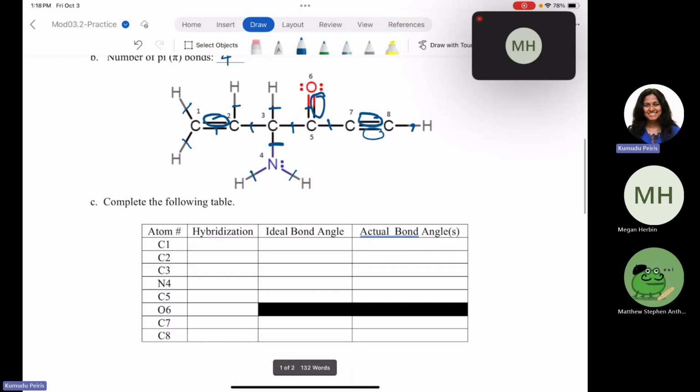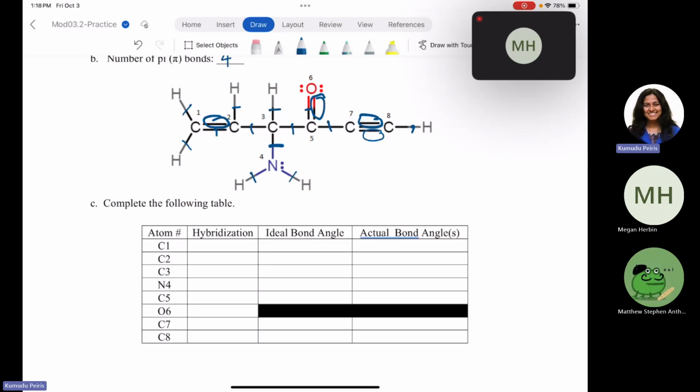Next question. It is based on the table given, the structure shown above. Look at the carbon 1. Let me clear out the mess I have drawn. Look at the carbon 1. Here is the carbon 1. What is the hybridization?